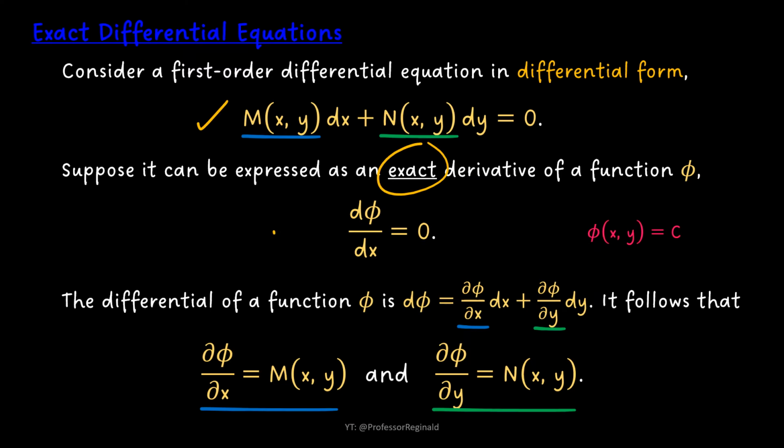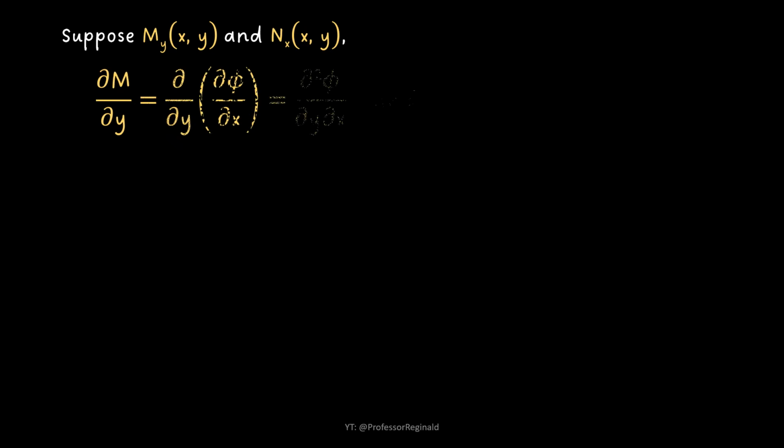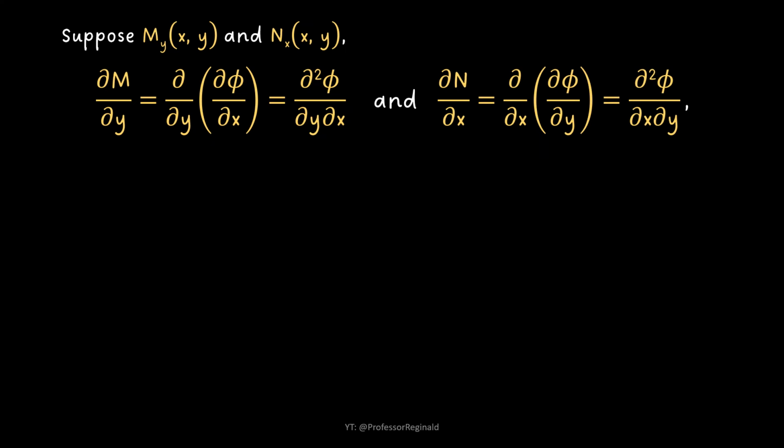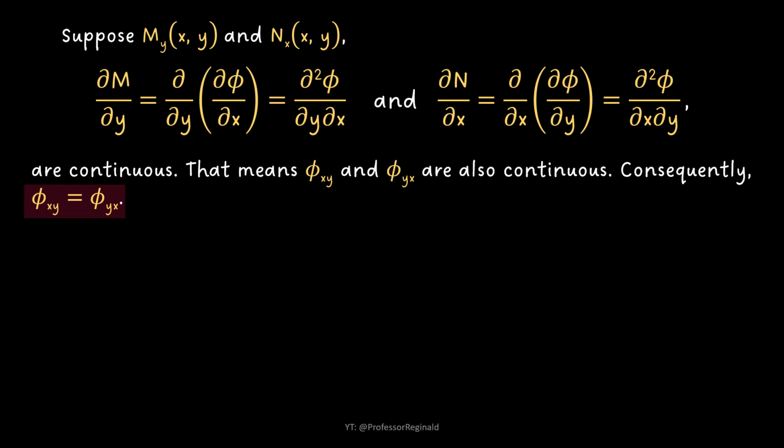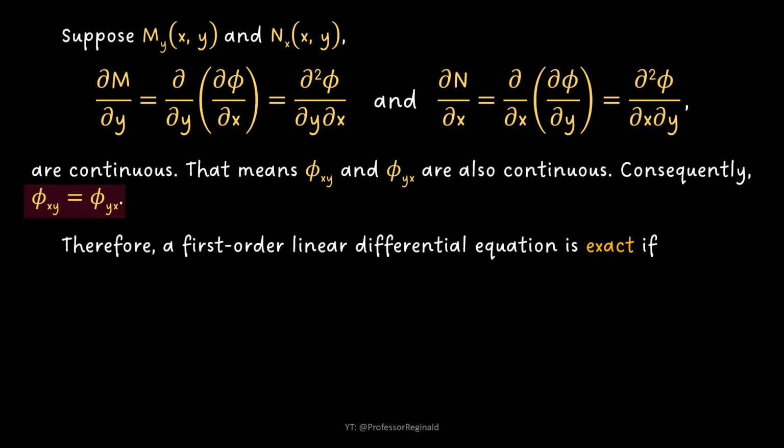Now there is a connection between the two forms. Because we know the given differential equation, we need a condition of exactness based on this differential equation. Suppose the first-order partial derivatives of the coefficient functions are continuous. That means the mixed second-order partial derivatives of the unknown function are also continuous. Consequently, they are equal. Therefore, a first-order differential equation is exact if the following first-order partial derivatives of the coefficient functions are equal.